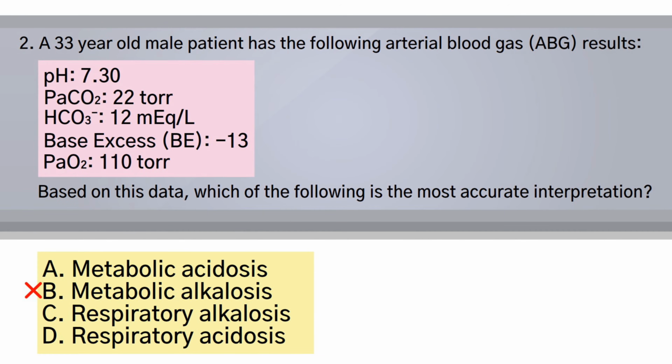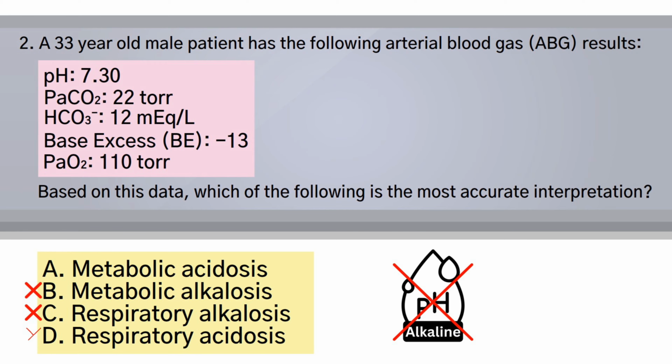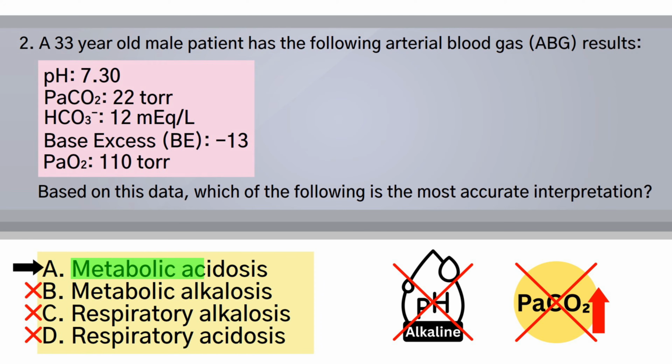With this analysis in mind, we can eliminate respiratory alkalosis since the pH is not alkaline, and respiratory acidosis since PaCO₂ is not elevated. The correct conclusion is that the patient is experiencing partially compensated metabolic acidosis. The correct answer is A. Metabolic acidosis.